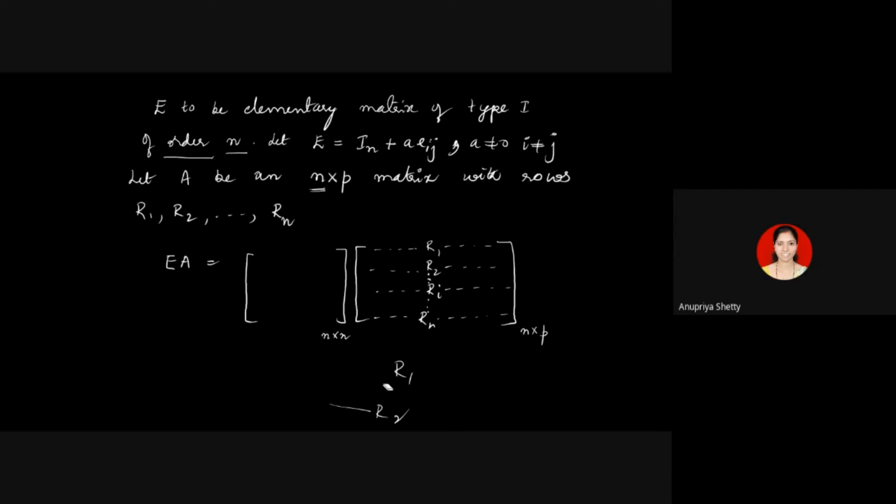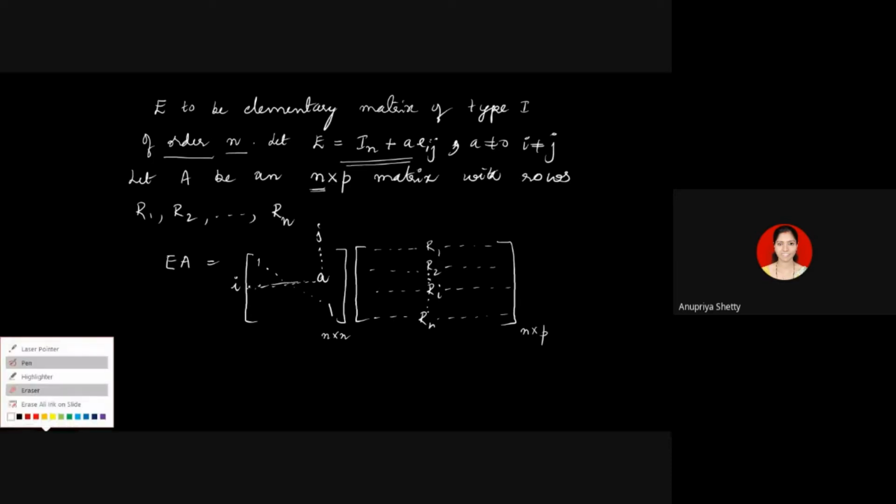Now, even if we don't know exactly what the entries are in these two matrices, E and A, we'll try multiplying them. What we know is that in the matrix E, which is In plus A into Eij, all the diagonals are ones, and in the ijth position there is A.